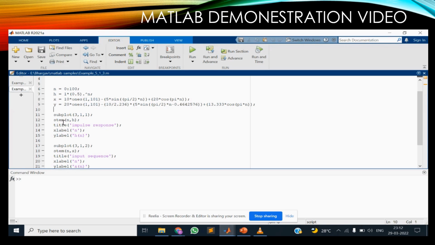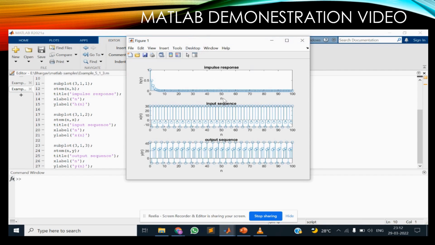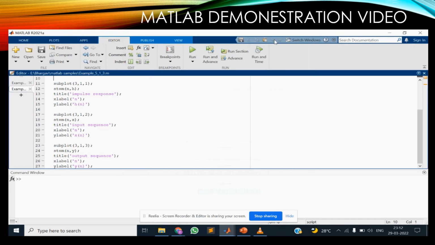Now we plot the impulse response, with x label as n and y label as h of n. Now plot the input sequence, with x label n and y label x of n. Now we plot the output sequence, with x label n and y label y of n. Now we should run the program. Now see the output responses of the signal sequences.